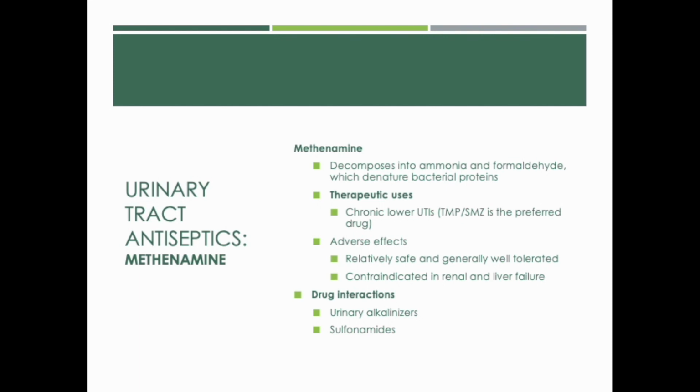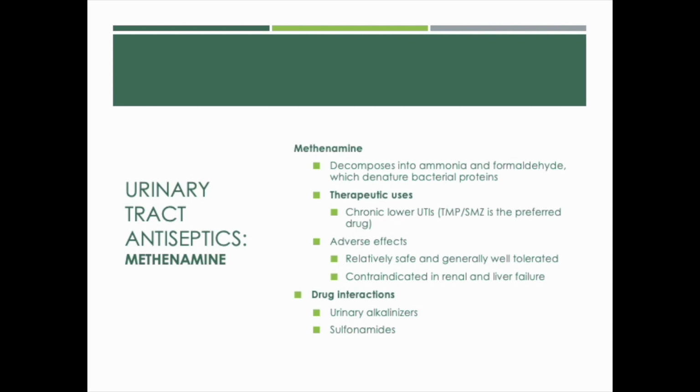It decomposes into ammonia and formaldehyde. And because of this, the mechanism of action is that it denatures the bacterial proteins. This is prescribed as Hiprex or Urex. Those are the brand names. And under acidic conditions, again, it's going to break down into ammonia and formaldehyde. Well, the acidic conditions are the urine, but your urine has to maintain a pH of 5.5 or less. Otherwise, formaldehyde isn't going to be released.